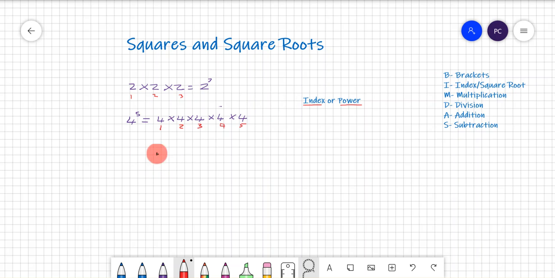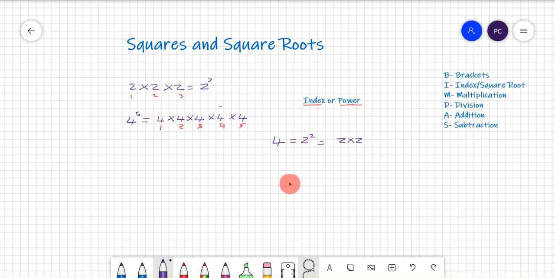Similarly, if I take the number 4, I can write this as what's known as a squared number. So I can take this and write it in squared form. What does that mean? This would be equal to 2 to the power of 2, which as we know is equal to 2 multiplied by 2. So this number here, 4, is what's known as a square number.